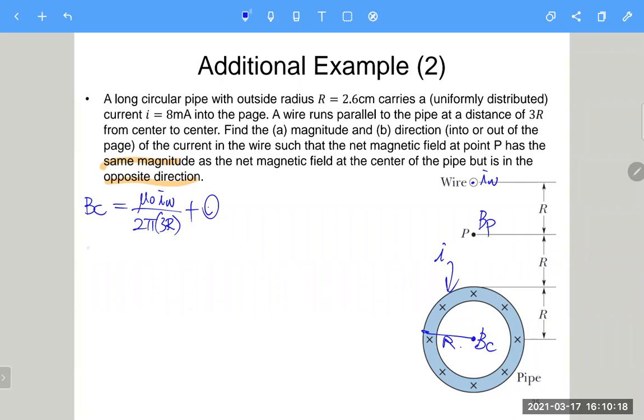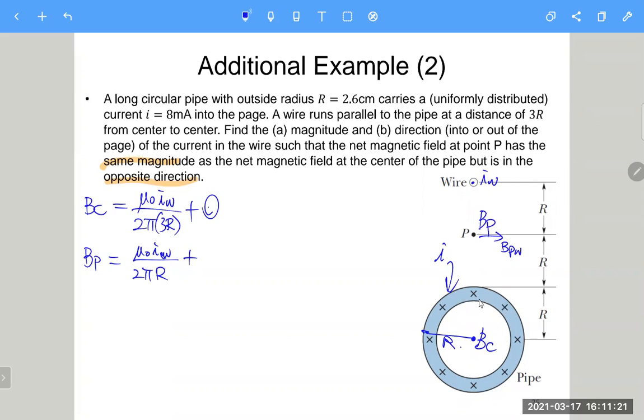Next, we consider the magnetic field at point P. For the wire, it should be mu0 IW over 2 pi R, since the distance between the wire and point P is only R. If we assume the current is going out of the page, then at point P the B field should point to the right side, BPW due to the wire.